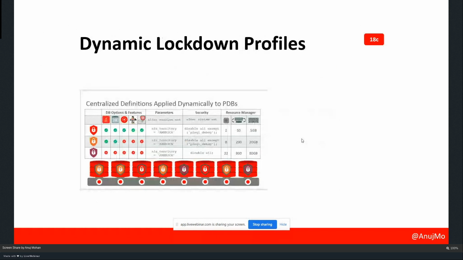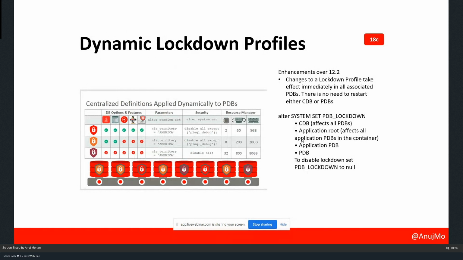All right. But in 18c, they came up with a more enhanced lockdown profile, called dynamic lockdown profile, and you should be able to control a lot of resources using this. To enable and disable it, you do not need to take your PDBs down. So no need to restart either CDB or PDB, and so it's an online feature.